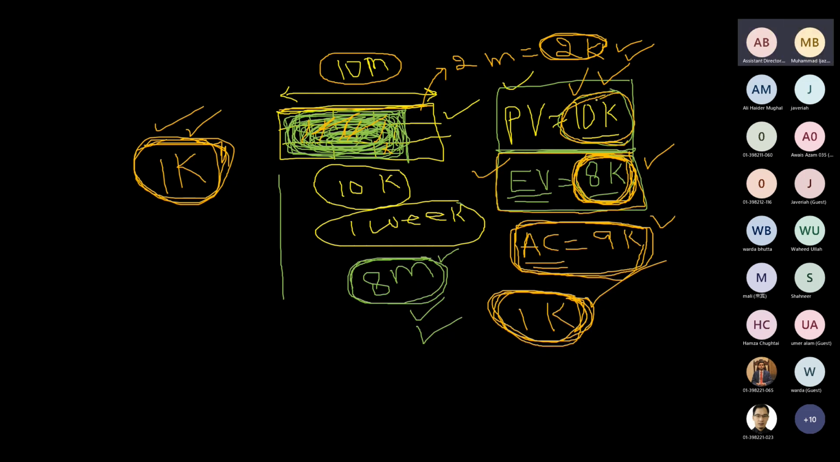Okay, so that's why planned value is the budget approved for the task you get, for completing the project by the end. That is planned value. And what is earned value?